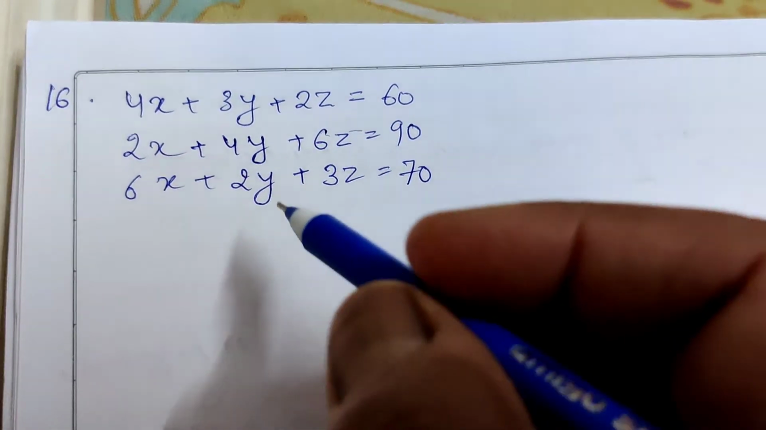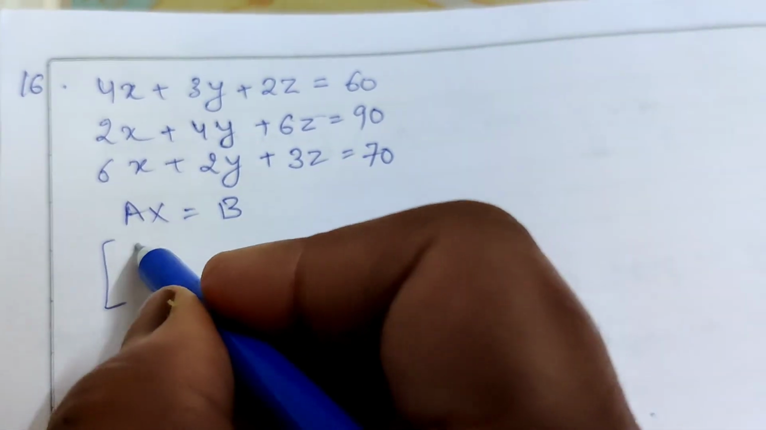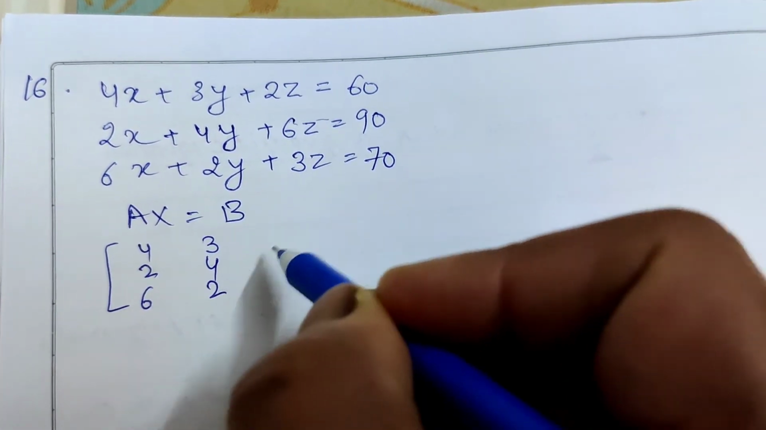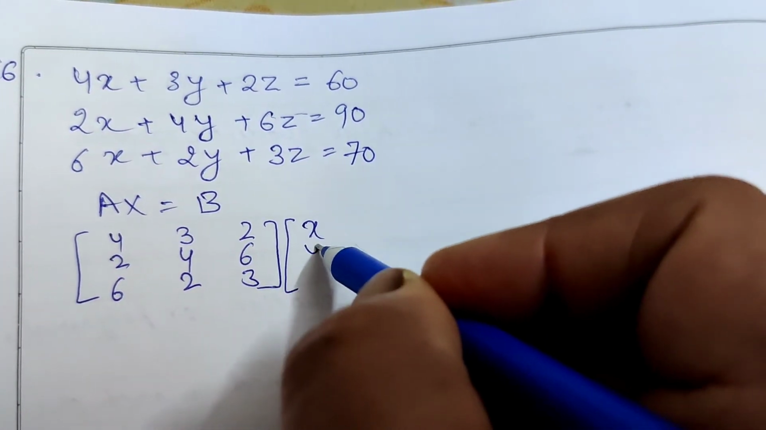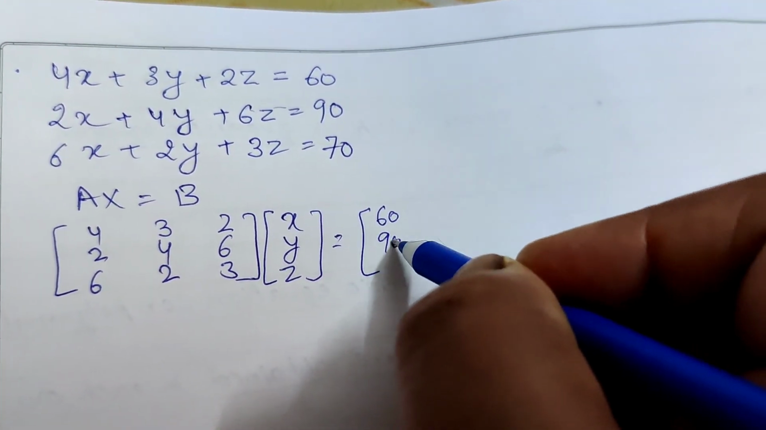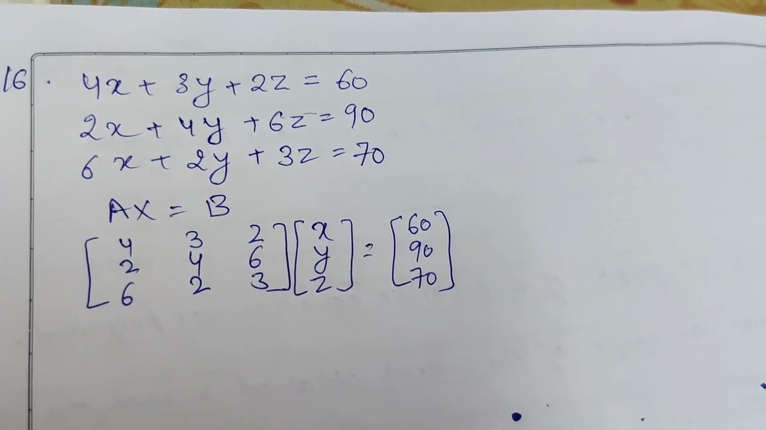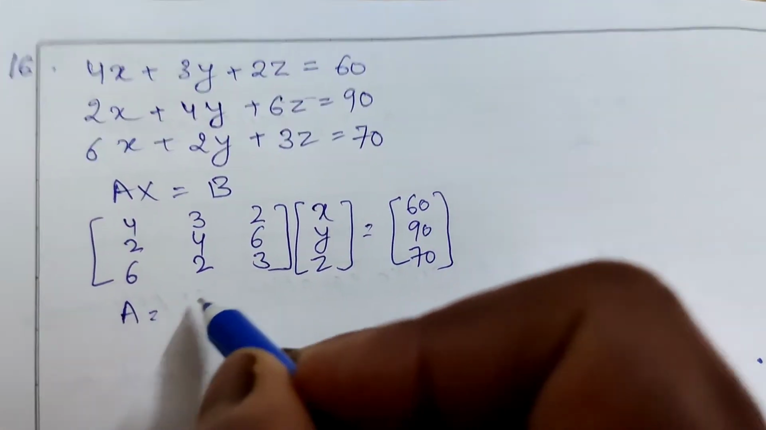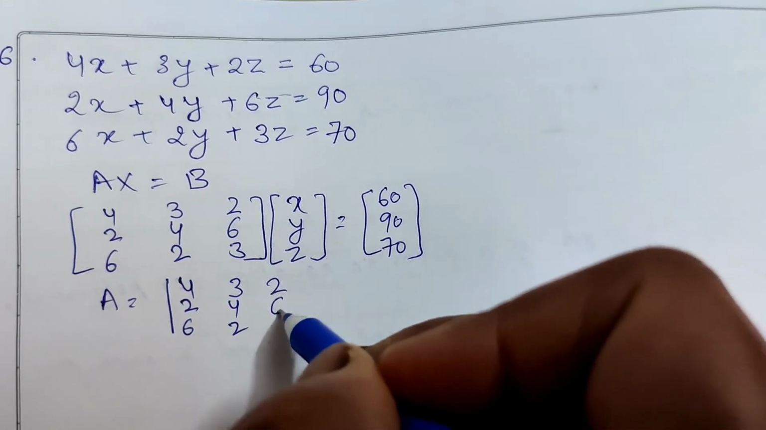Okay. Next, these equations can be written in the form AX equal to B. Now A is 4, 3, 2, 2, 4, 6, 6, 2, 3, X matrix is x, y, z, and B is 60, 90, 70. Now first we have to find the determinant of A. This is the A matrix: 4, 3, 2, 2, 4, 6, 6, 2, 3.